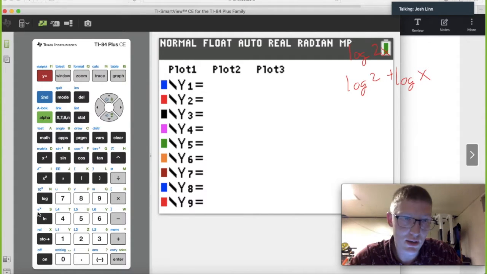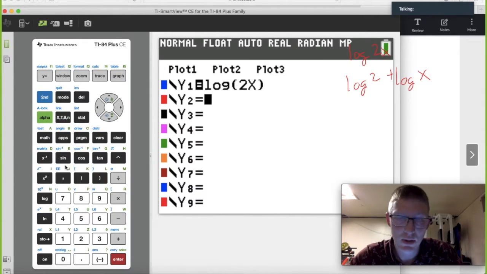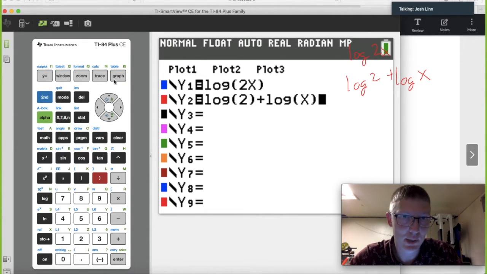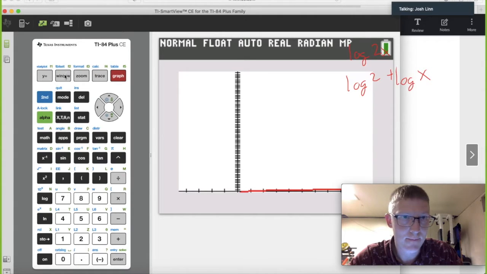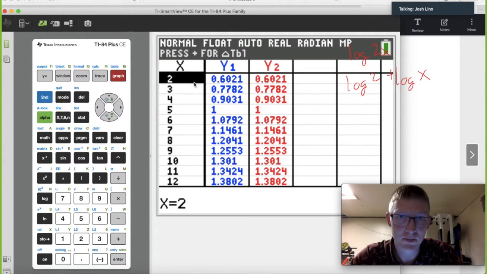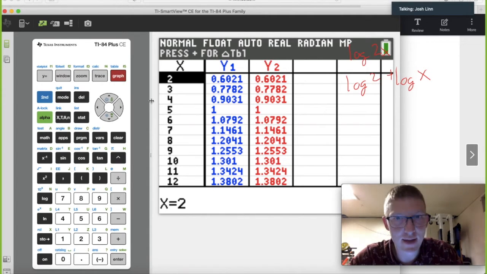All right, so we've got log of 2x. Then we've got log of 2 plus log of x. I don't get it. They still look exactly the same. So we can use our table function. They're the exact same.